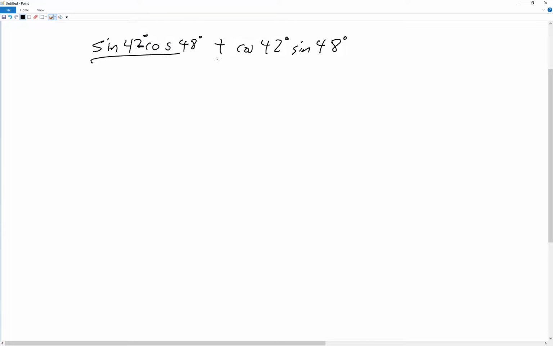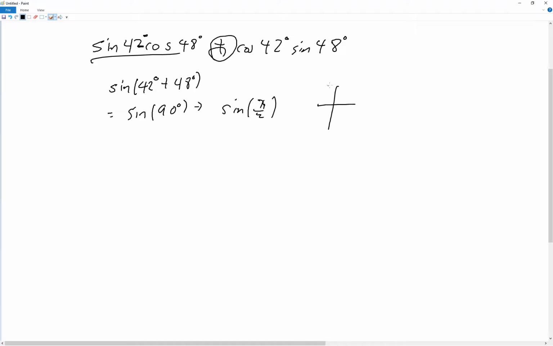And since the sign on the sine identity doesn't change, you can just say it's 42 degrees plus 48, which is sine 90 degrees, or sine pi over 2. And on the unit circle, it's 0, 1, and sine is the y value, so the answer is 1.